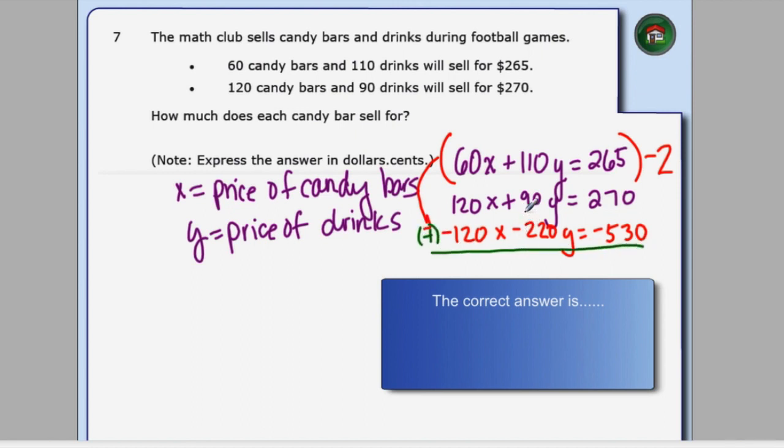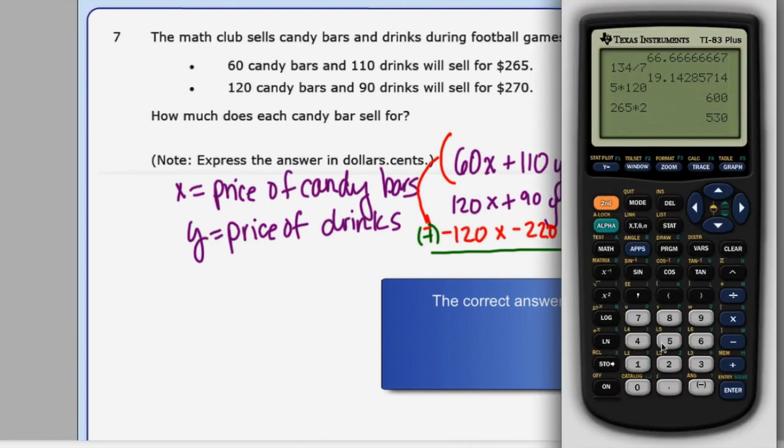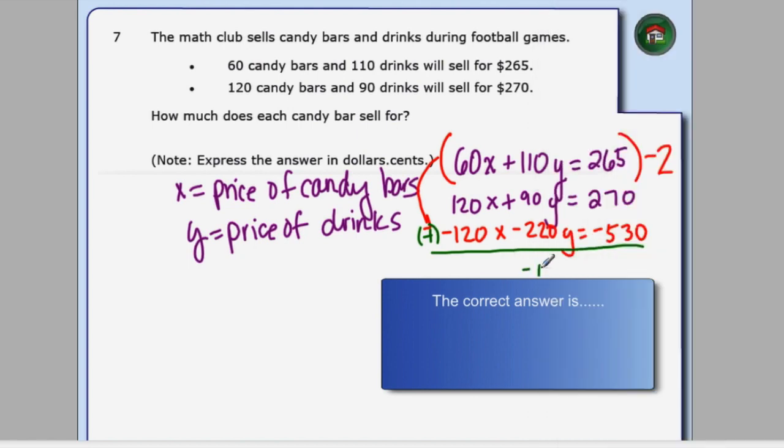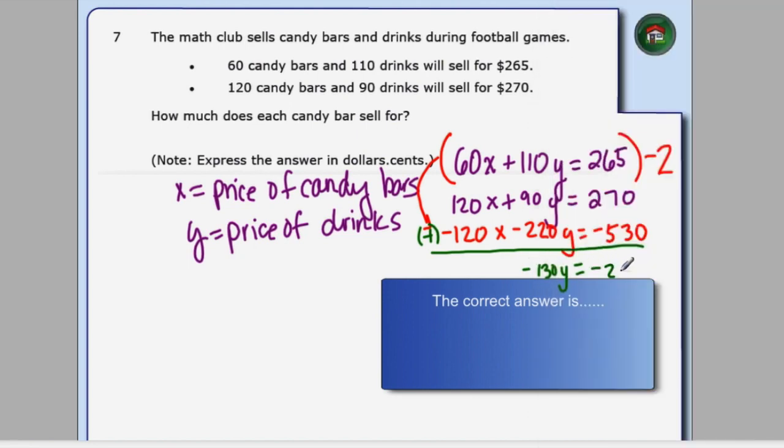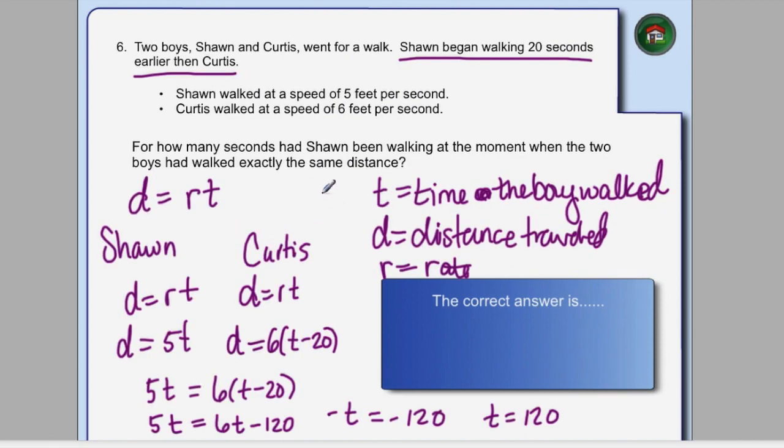So if I add these, I have 90 minus 220, or plus a negative 220, which is essentially 90 minus 220. Which is negative 130y, and then 270 plus a negative 530. You get negative 260. When you divide that by negative 130, you get 2. So what did Y stand for? Oh, sorry. Y was the price of a drink.